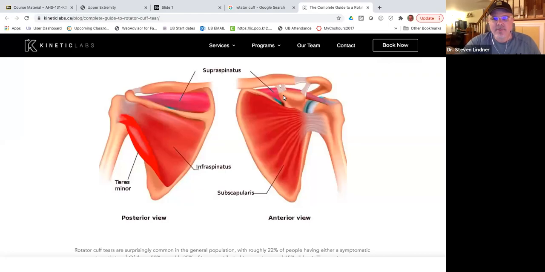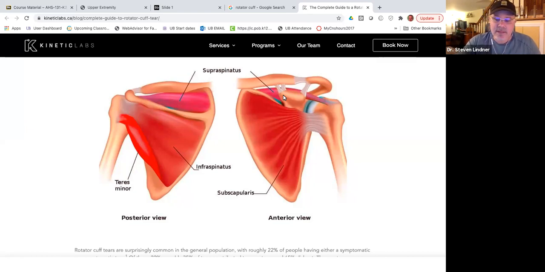Okay, welcome back, everyone. Today we're going to be covering muscles of the upper extremity. And to start with, I want to go over the rotator cuff muscles first. I just think they're very interesting.